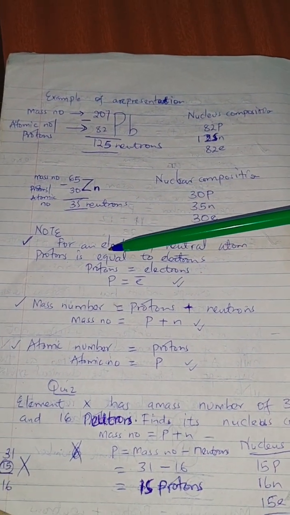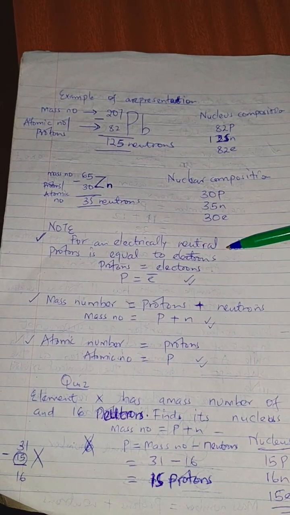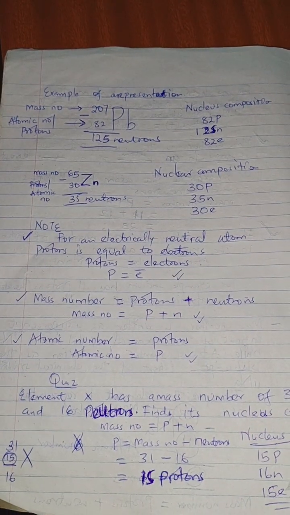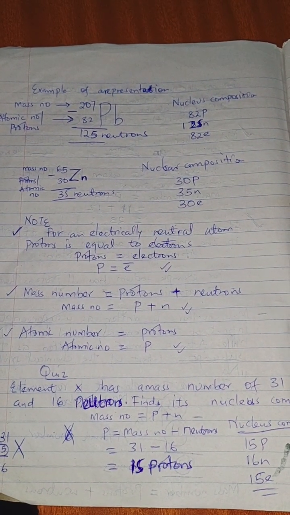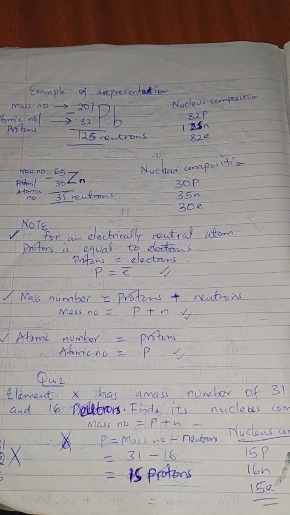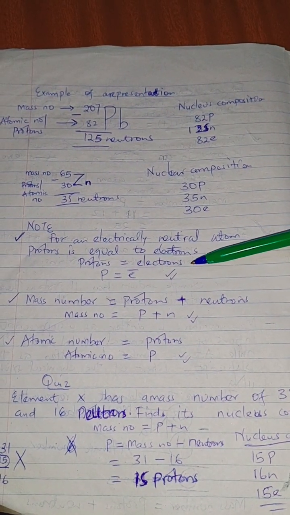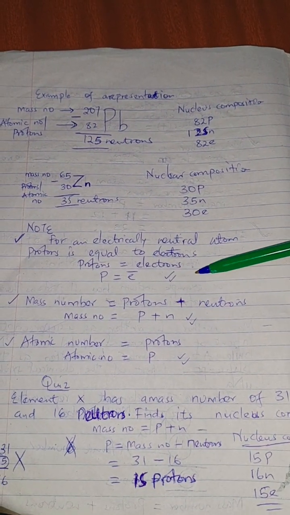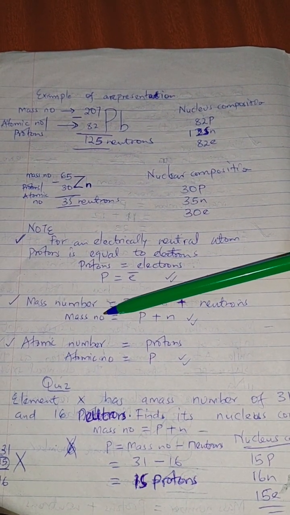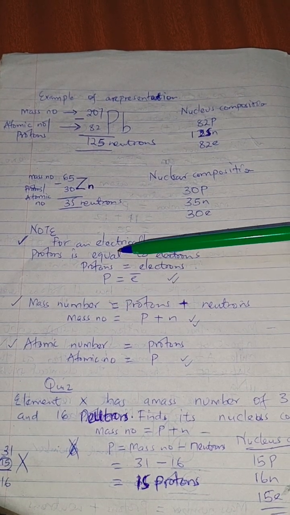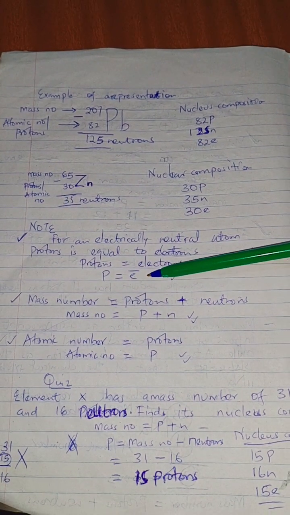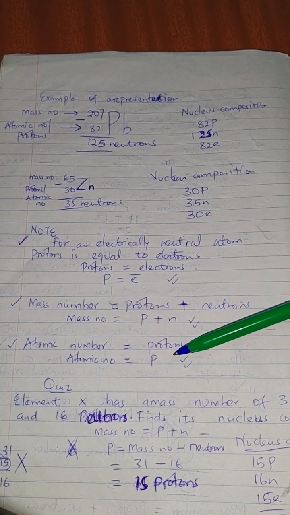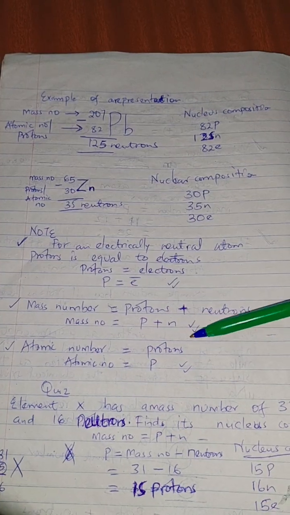Therefore, points to note are as follows. For an electrically neutral atom, protons is equal to electrons. For an electrically neutral atom that has not gained or lost electrons, protons is always equal to electrons. Mass number is protons plus neutrons, so P plus N. Protons plus neutrons, you get mass number. And protons is equal to electrons for an electrically neutral atom. And finally, atomic number is the number of protons in an atom of an element. So atomic number is equal to protons.